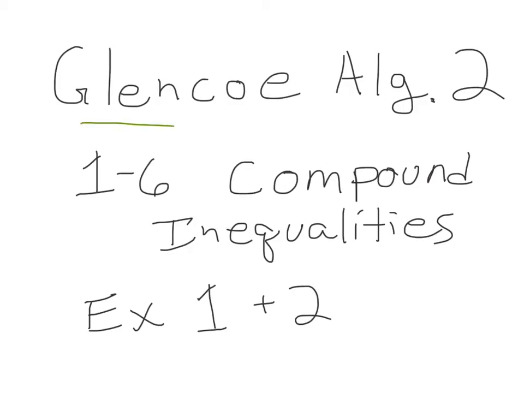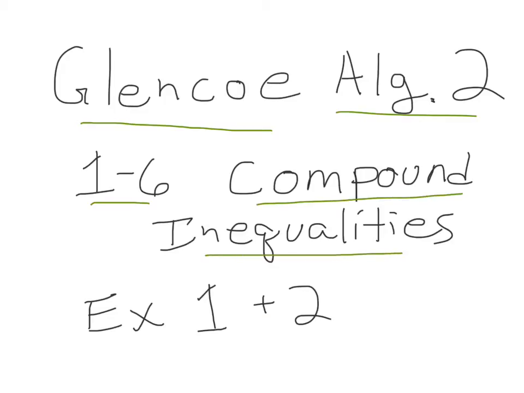Okay, so today's Glencoe Algebra 2 lesson will be section 1-6, Compound Inequalities. Now, the actual title of section 1-6 is Solving Compound and Absolute Value Inequalities. Today we're going to focus only on solving compound inequalities, which means we're going to cover examples 1 and 2 only, and we'll cover examples 3, 4, and 5 later.